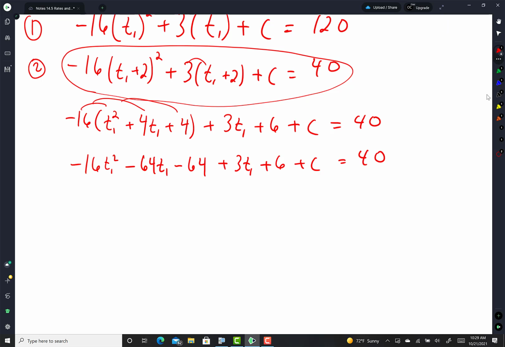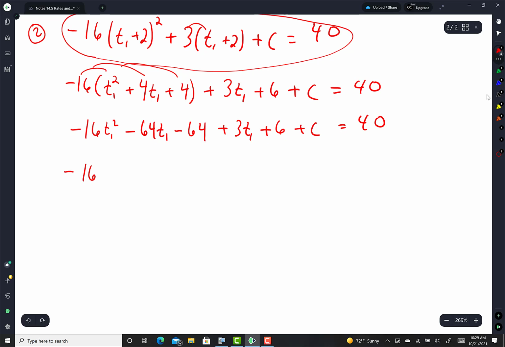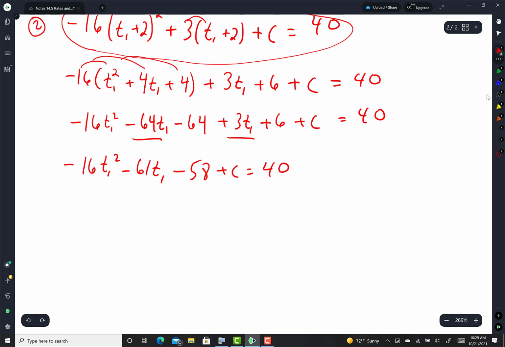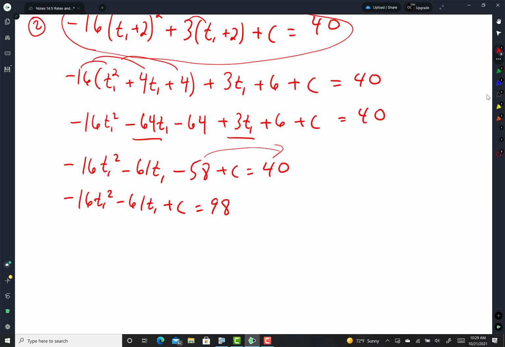Okay, combine like terms. Negative 16 T1 squared minus, let's see, 64 and the 3. Is that 61? 61 T1, and then 64 and the 6, minus 58, plus C equals 40. And then last, move that minus 58 to the right. So negative 16 T1 squared minus 61 T1 plus C equals 98. Are we still okay? This is your new equation 2.